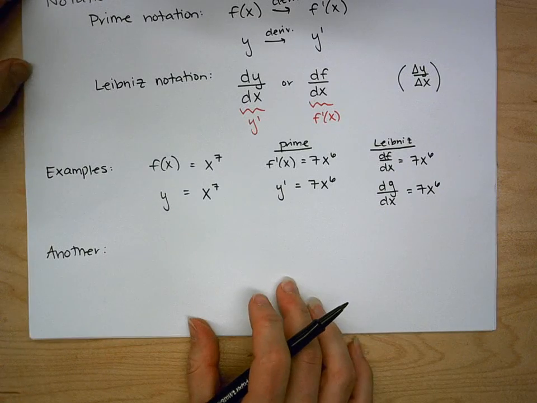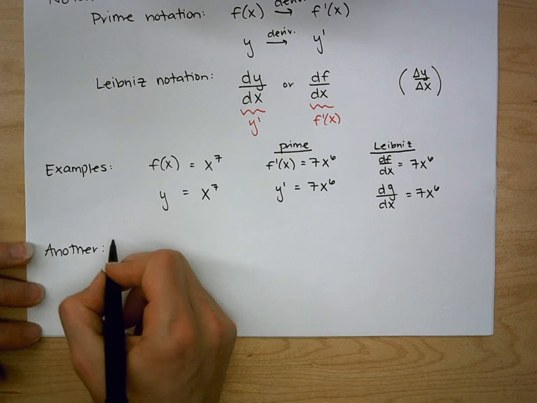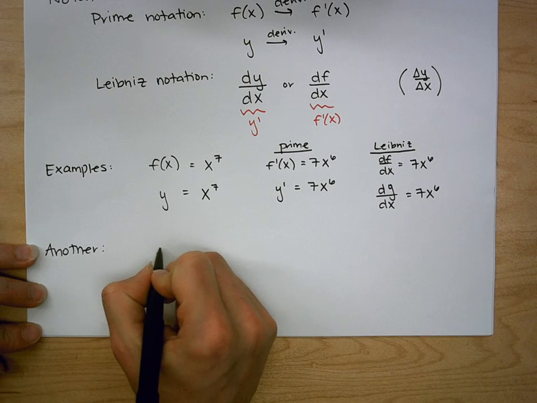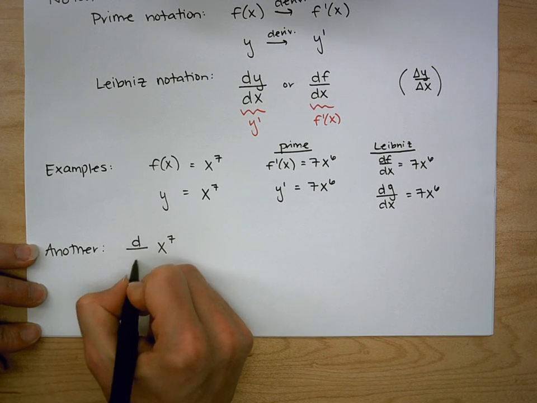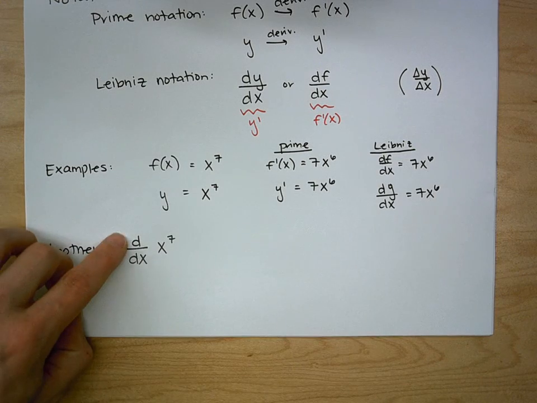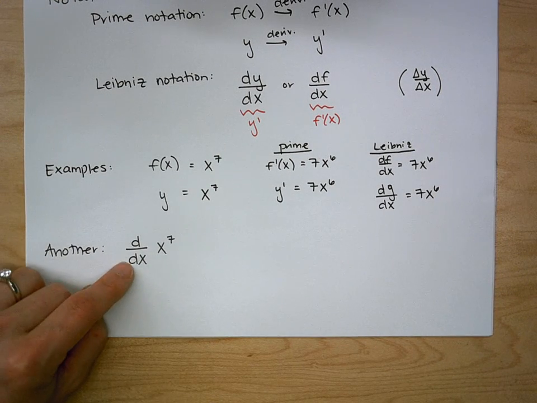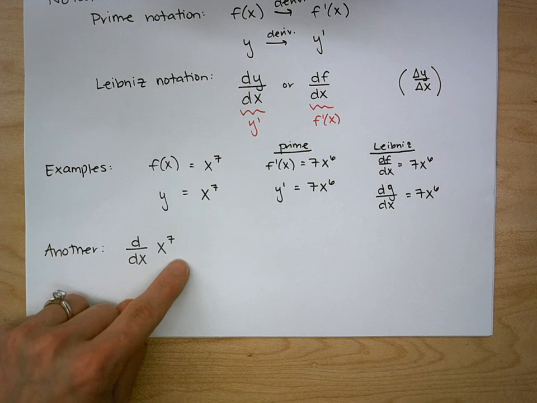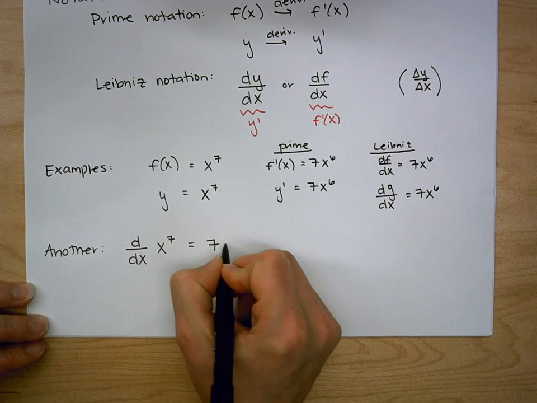Another way of writing it, and you'll see why this is a good way of doing it, is if I wanted to know the derivative of x to the 7th, another thing I can do is just write out in front of it, d over dx. Okay, so this is saying what is the derivative of the thing in front of it, x to the 7th. So in this case, I would write 7x to the 6th.